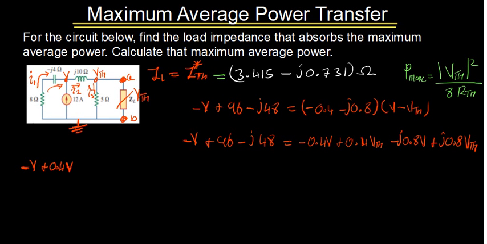Then which other part has v? That part is going to give me plus j 0.8 v minus 0.4 V Thevenin there. Then the other one is minus j 0.8 V Thevenin is equal to... So everything that was here, I've brought it to the other side. So I'm going to pick this part and take it to the other side. That would be minus 96 plus j48.